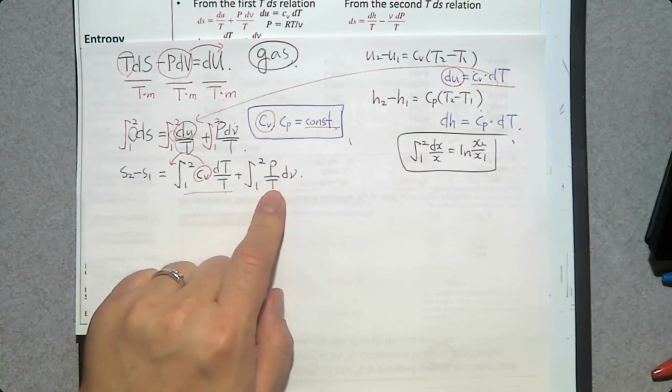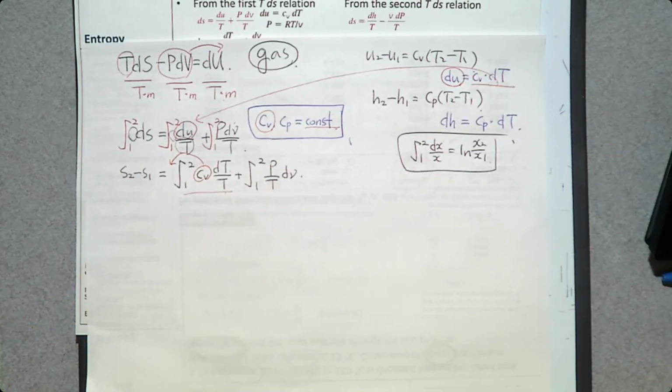What about here? Can you integrate P over T dV? No, we can't, because that looks too complicated. We do not know the relation between P and V. We do not know the relation between P and T. We do not know the relation between T and V. So we need to find the relation among them. Do you know any equation that has P, T, V together?